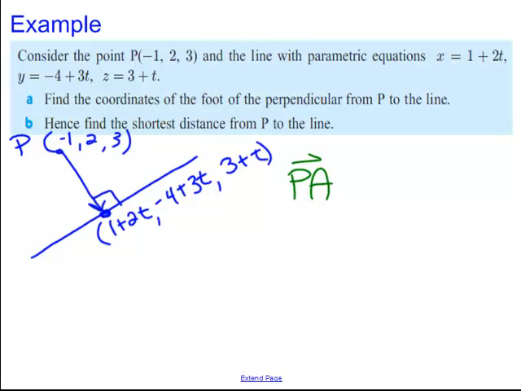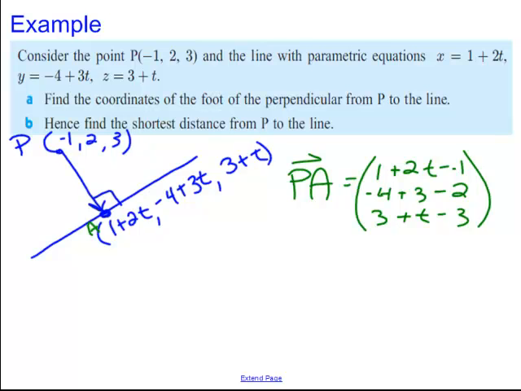And to find the vector from P to A, I have to take my A value that we're trying to find here, and subtract the P value. So therefore vector PA is 1 plus 2t minus a -1, -4 plus 3t minus 2, and 3 plus t minus 3. So therefore vector PA is 2 plus 2t, -6 plus 3t, and t.